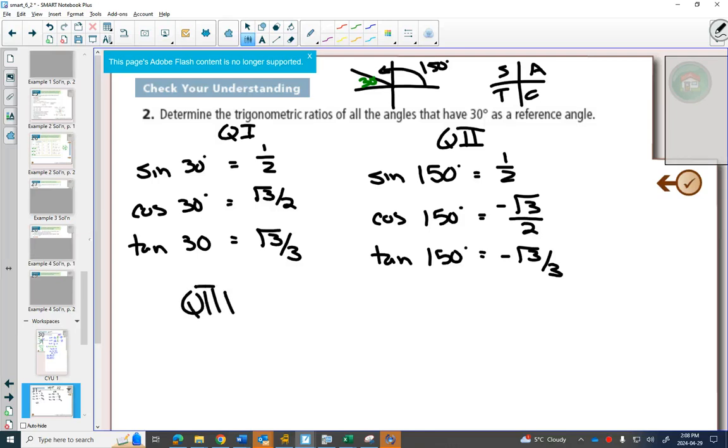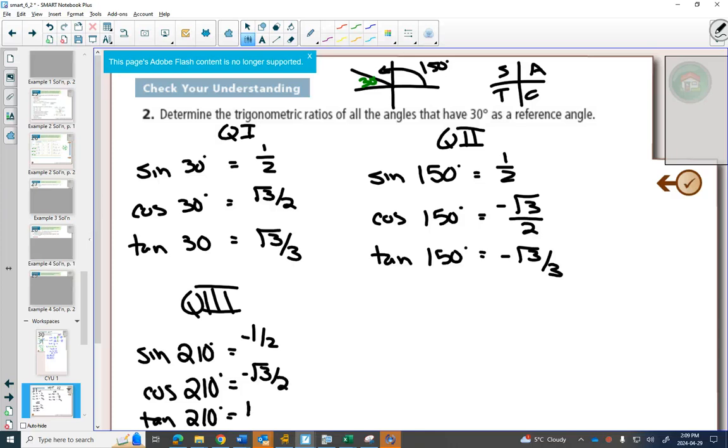Once I get to quadrant 3, what angle in quadrant 3 has a reference angle of 30 degrees? It's 200 and something. 210, because you would go 180 and add 30 more. And now we can do all of these without our calculator. But according to my CAST rule, they're all going to be negative except for tangent. So sine is now negative 1/2. Cosine is negative root 3 over 2. And tangent is positive root 3 over 3.